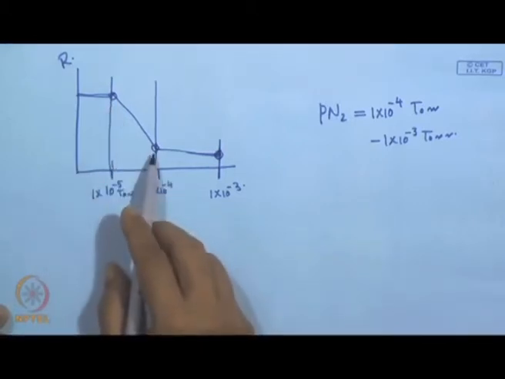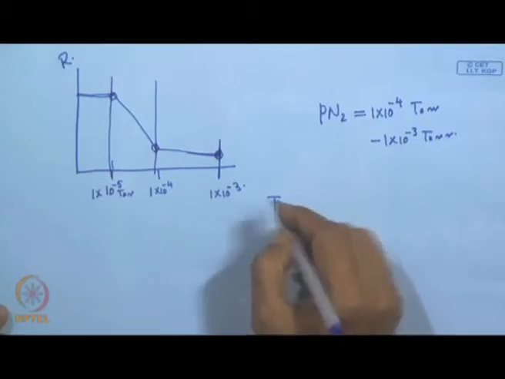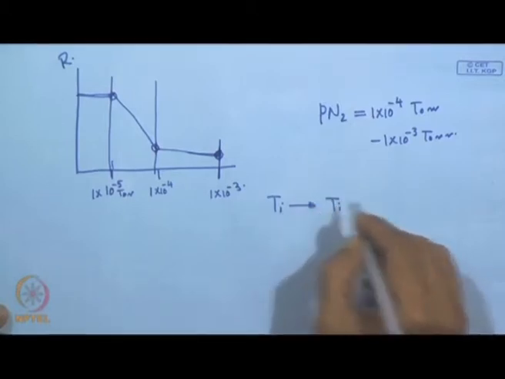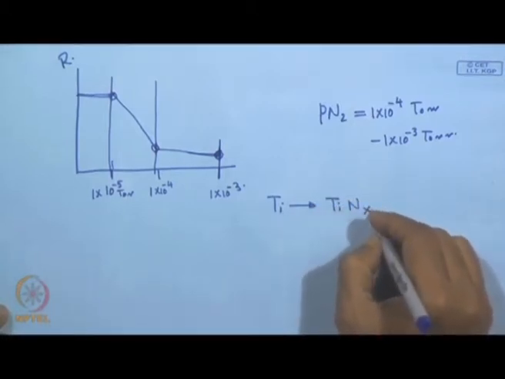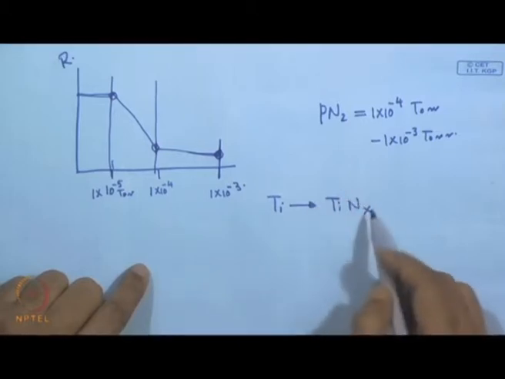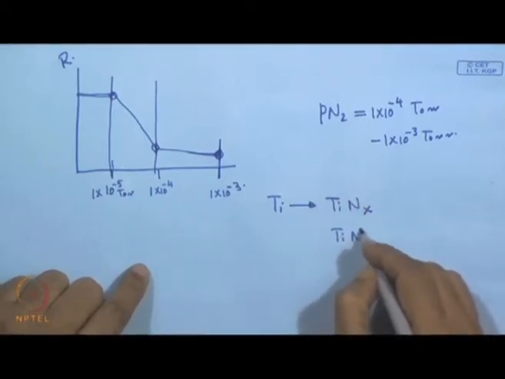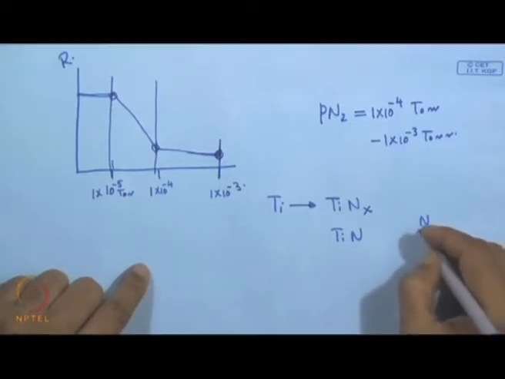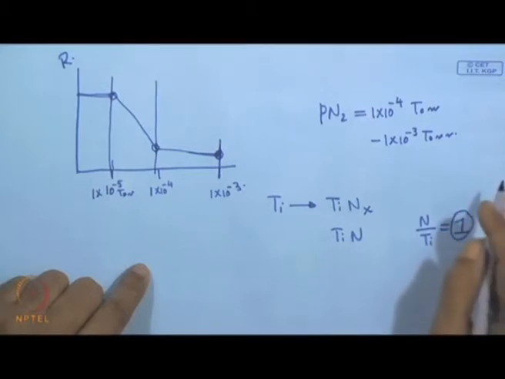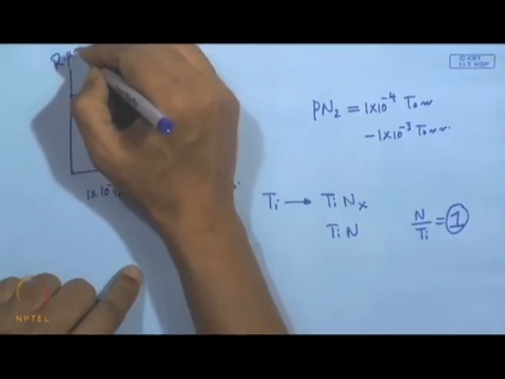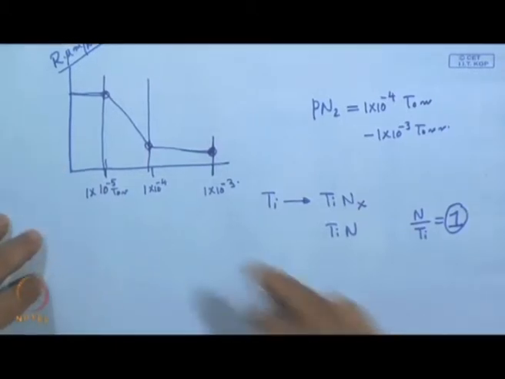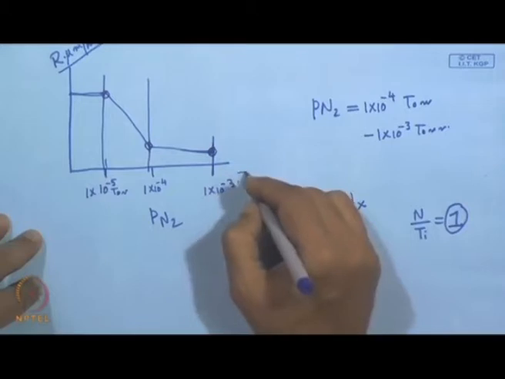But from this to this fall, with this low pressure of nitrogen, it is titanium. Then this titanium is becoming titanium NX, and when it comes in the order of 1 into 10 to the power minus 4, it becomes very close to titanium nitride. That means N by Ti is going to be almost 1, and that is why the growth rate, which we can express in micron per hour, can be affected by this change of partial pressure of nitrogen, and that is in torr.